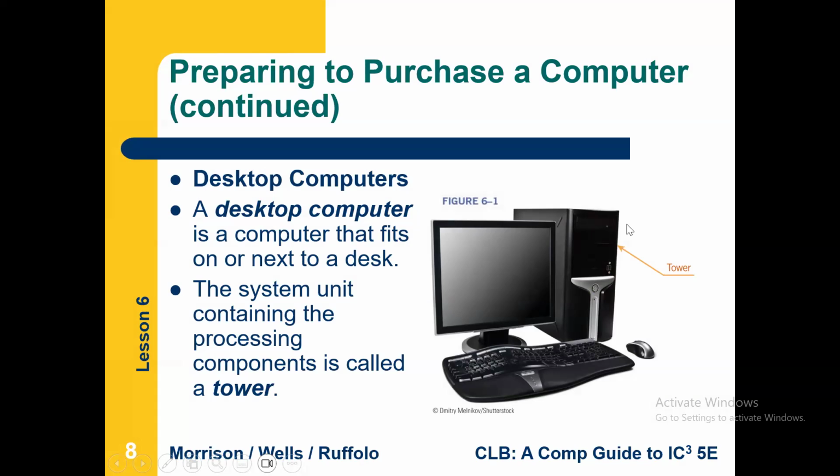With this one, you could see that it is just placed on your desk, so we refer to it as the tower type of system unit. This one is the tower, and this is the system unit. This is your monitor, then your keyboard, and we have the mouse. Together, this forms our desktop computer.